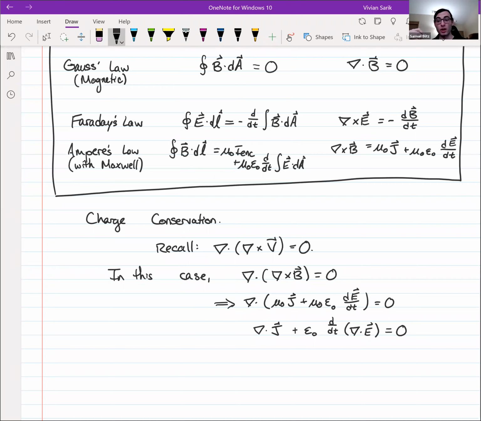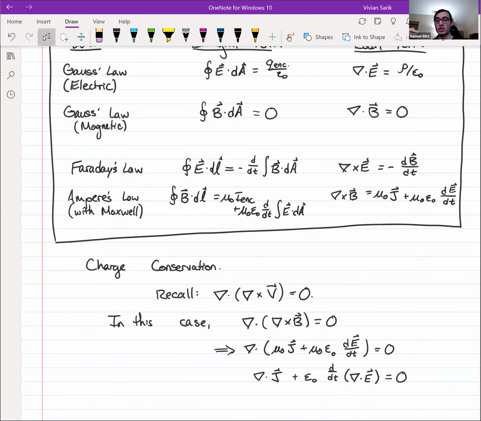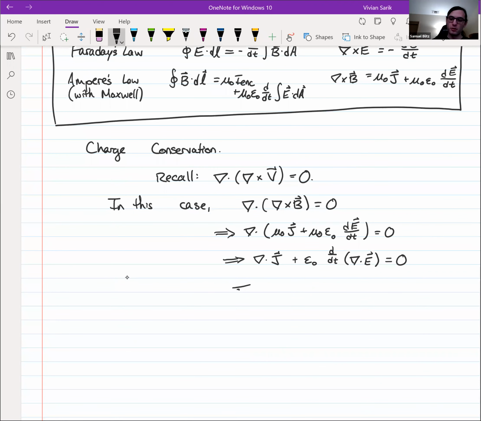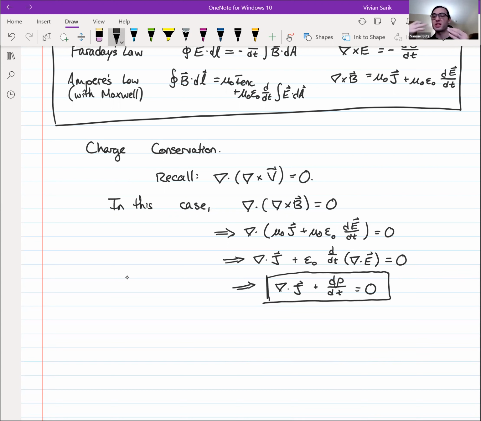And then we can use Gauss's law to relate the divergence of the electric field to the charge. And so what we end up with is the divergence of J plus d rho dt. That's equal to 0. And this was the continuity equation, or the charge conservation equation that I gave you guys earlier. So built into Maxwell's equations is charge conservation, which is already a really strong indicator that this is a complete set of equations that govern a particular phenomenon in our universe. We don't have to add a whole lot more.